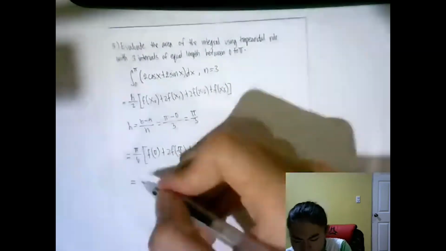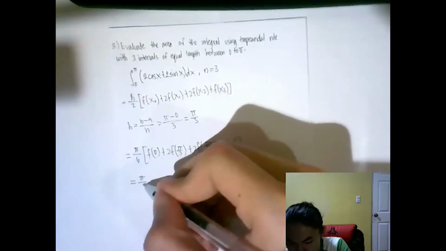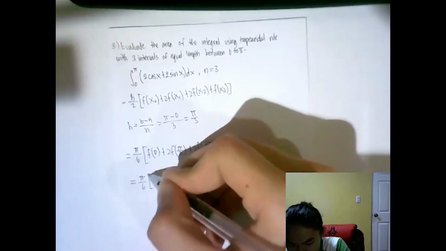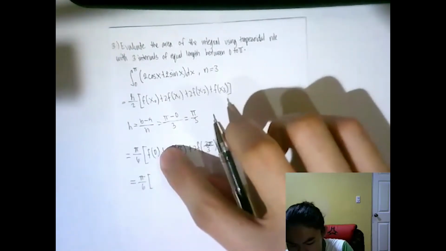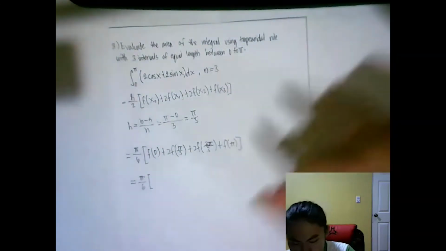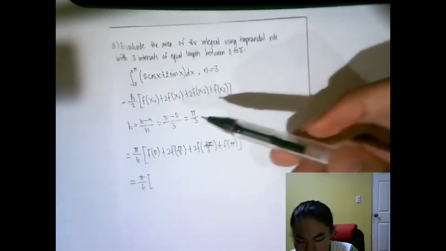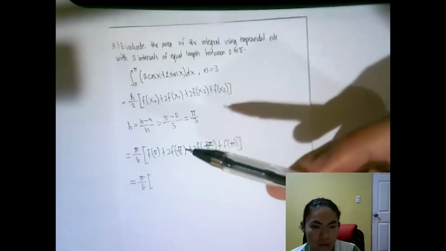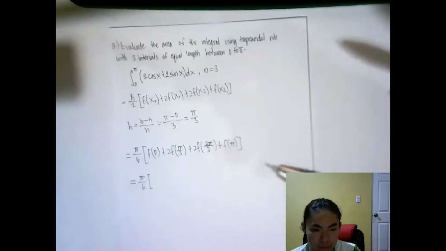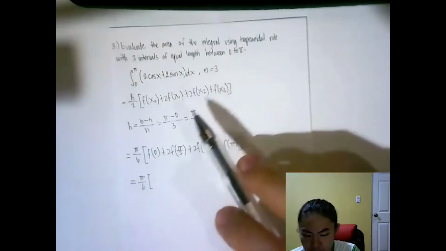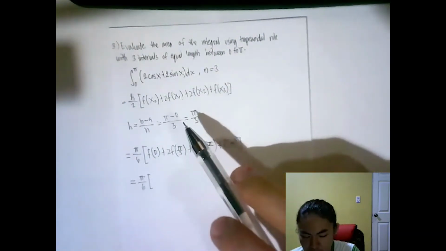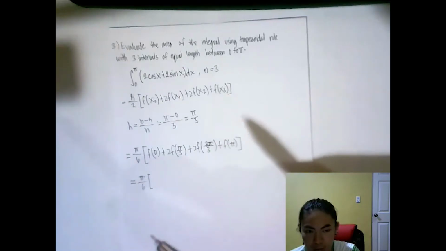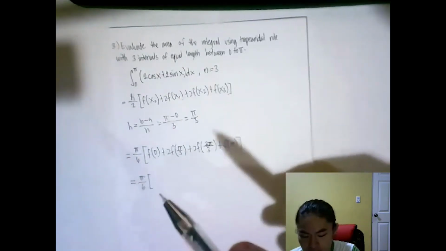Value natin is 1 plus square root of 3 plus 2. Ito naman, 3 is negative 1 plus square root of 3. And for the last term, ang ating value na makukuha sa substitute nito is negative 2. So now, meron na tayong values for every f, and all that's left to do is to add all these numbers up and then pi over 6.